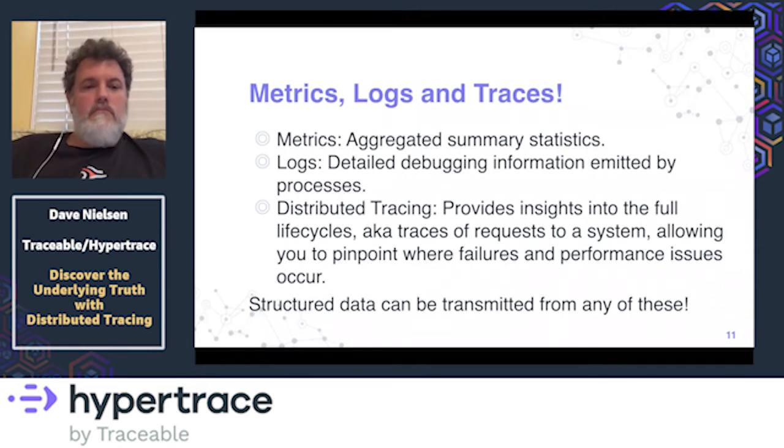Okay, so let's talk about metrics, logs, and traces, the components. So metrics are the aggregated summary statistics. Not everything generates metrics, but most everything does. So this is probably the first place you're going to look to get your data. And it usually includes things like the name of the service, the timestamp, and then some field values to give you the data that's important for that particular application.